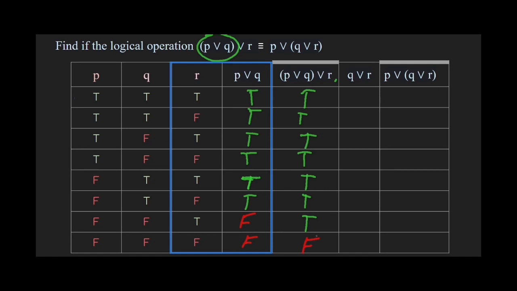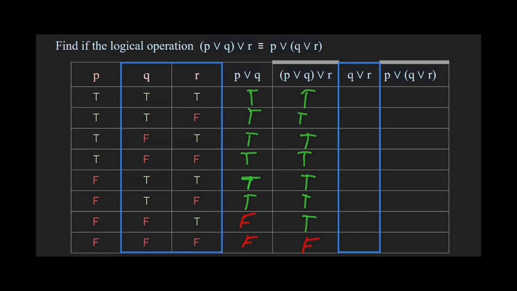All right, now for the right-hand side of the logical operation, we have to fill out a separate column for Q or R. So that means that we have to look right here, which means we are looking at these two columns now, Q or R. So again, true, true, true, false, true, true, true, and false. Great, now we have Q or R.